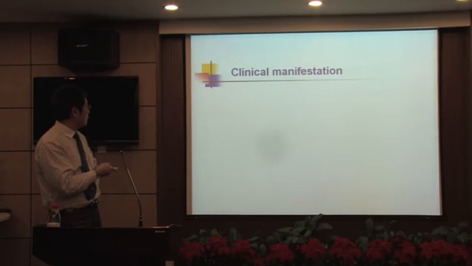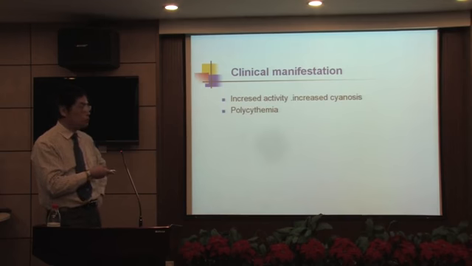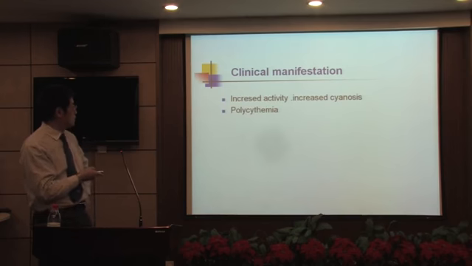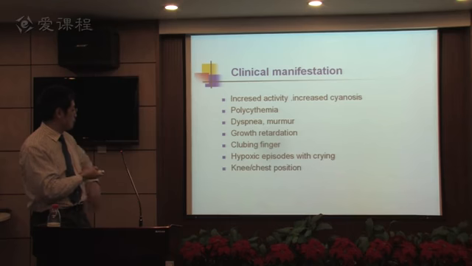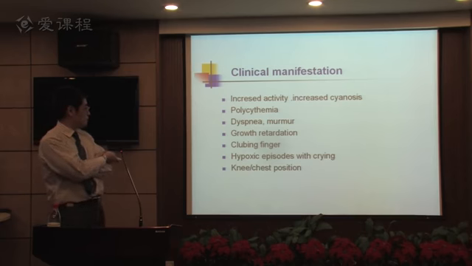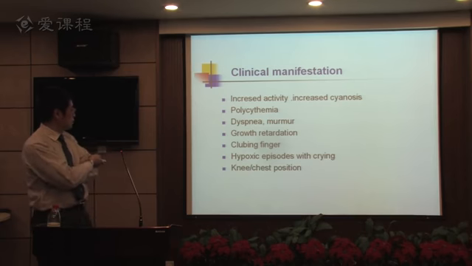And the clinical manifestations include increased activity and increased cyanosis, polycythemia, dyspnea, murmur, growth retardation, clubbing of the fingers, hypoxic episodes with crying, and the knee-chest position. The last one is very typical for these patients. You can think about the reason why the patient likes the knee-chest position.